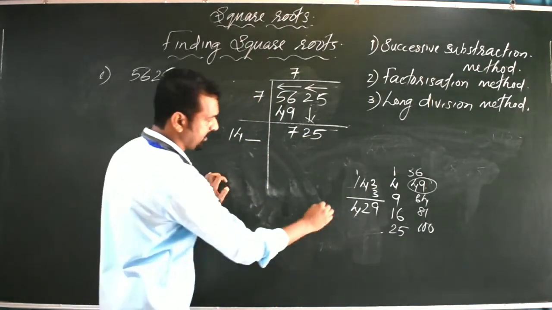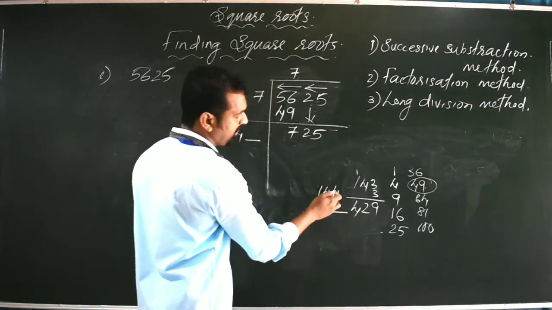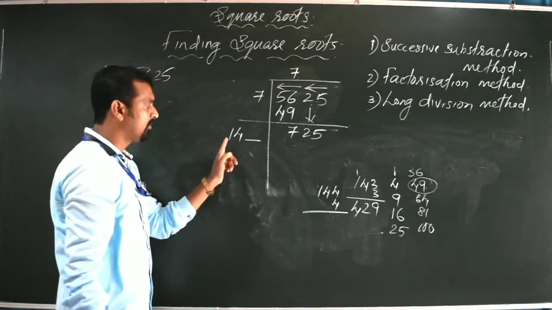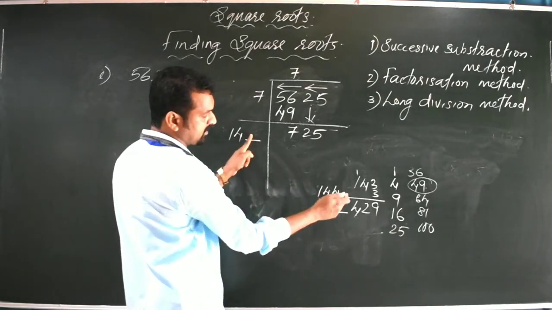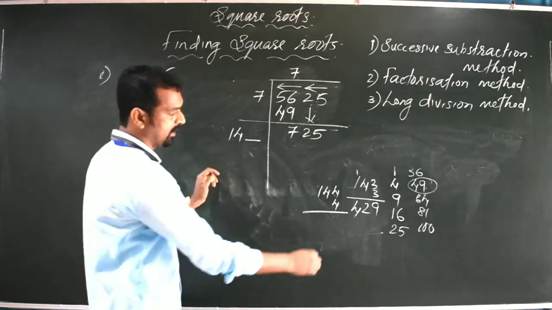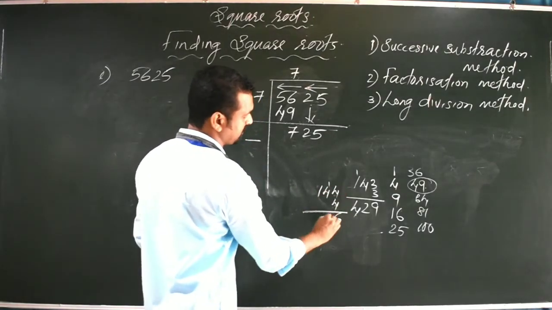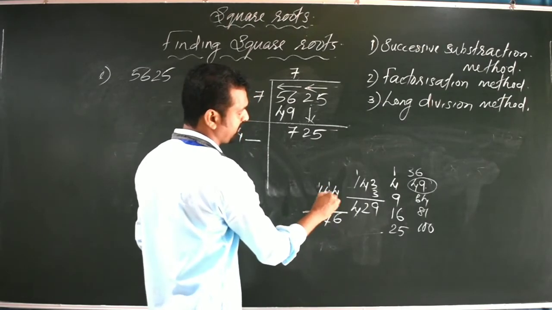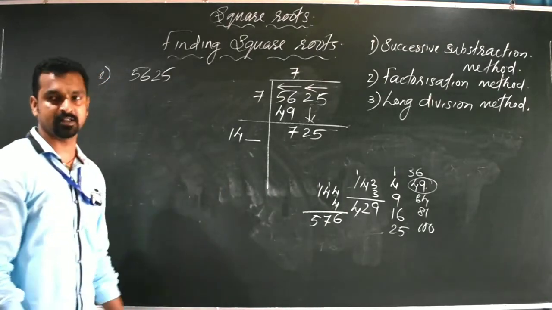So we will find the next number, 144 into 4. Remember, same number only we will multiply. 140, one digit we have to find out. What digit you are writing there, that same digit we will multiply there. Then 4 4s are 16, 6, remainder 1. 4 4s are 16 plus 1, 17, 7, remainder 1. 4 1s are 4 plus 1, 5. 576 also is less than 725.